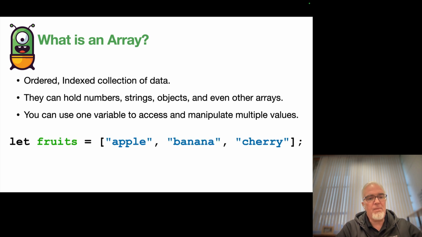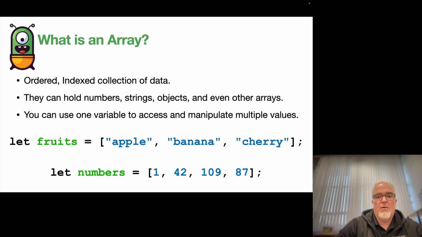So for example, if we have an array called fruits, and that array contains 3 strings, apple, banana, and cherry. Or if I have an array called numbers that contains different integers, 1, 42, 109, and 87, each of those arrays has an index. For example, fruits has the index of 0, 1, and 2 because there are 3 elements in that array. Apple is 0, banana is 1, and cherry is 2. That is pretty simple to remember.